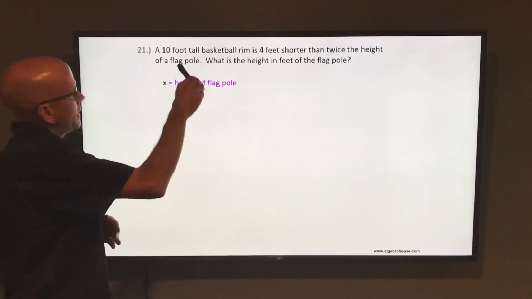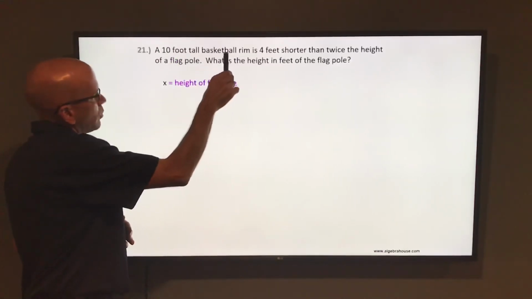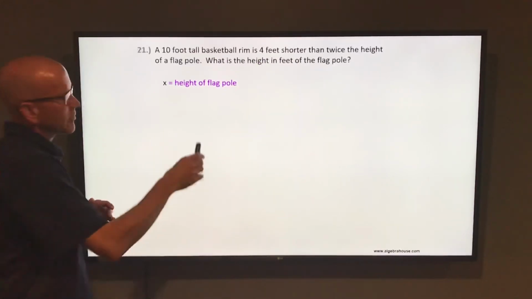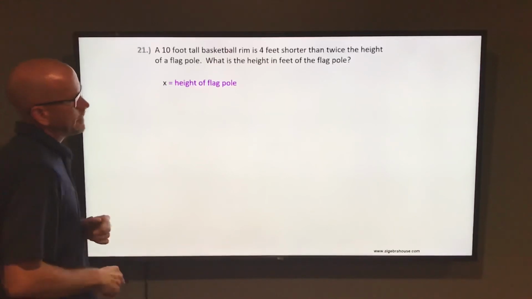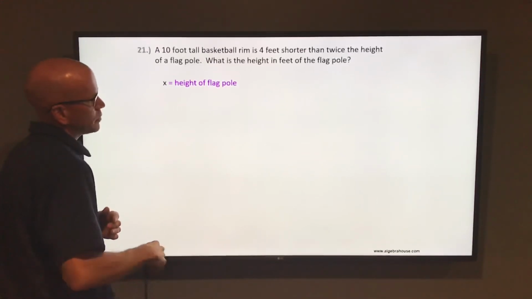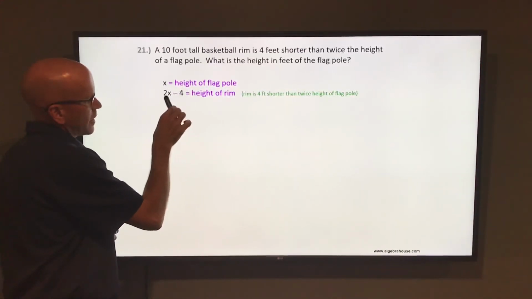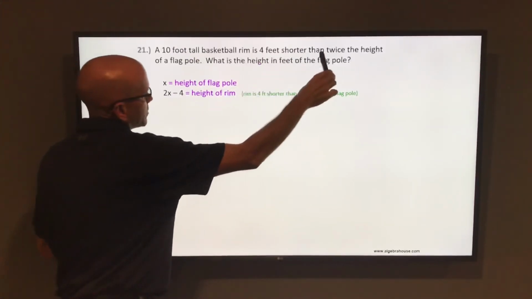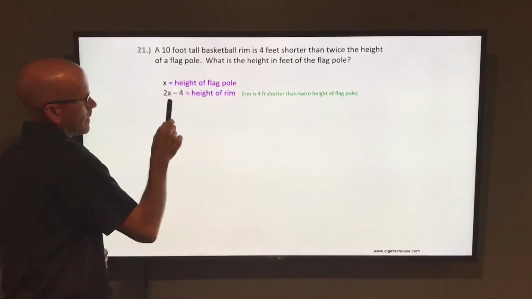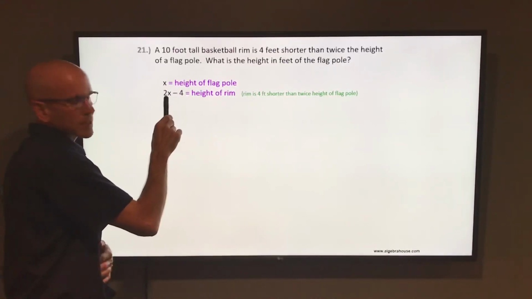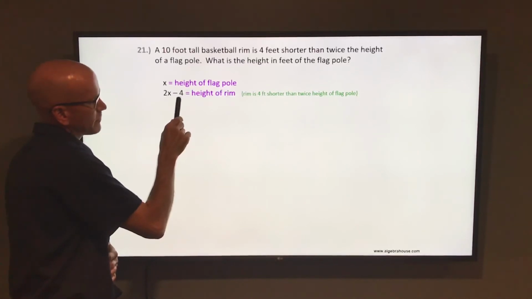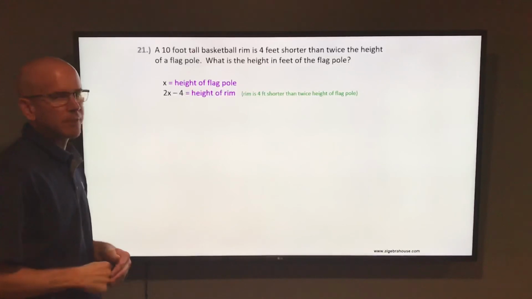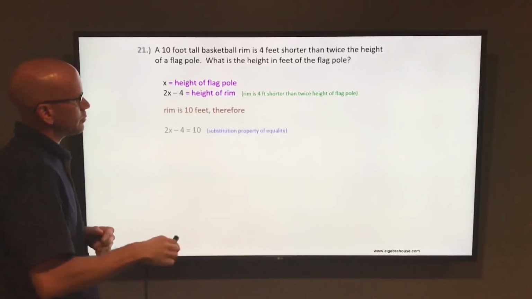Then go back and read it again. A 10-foot tall basketball rim is 4 feet shorter than twice the height of the flagpole. Well, this is your height of the flagpole, x. Twice the height of the flagpole would be 2x, and 4 feet shorter than that would be 2x minus 4. So this 10-foot tall rim is 4 feet shorter than twice the height of the flagpole. Twice the height of the flagpole is 2x. 4 shorter than that is minus 4. That's the height of the rim. And you're already told that the height of the rim is 10 feet. Apparently nobody is dunking on this rim.